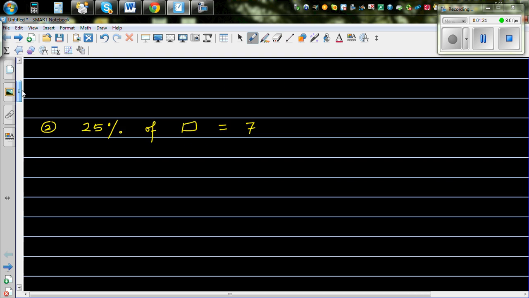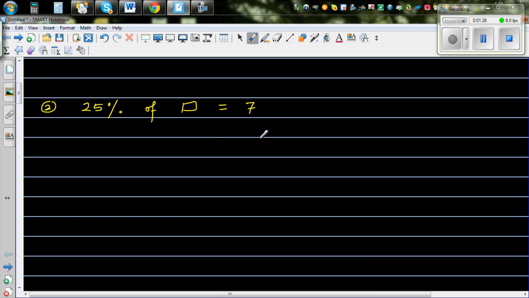Okay, the next question: 25% of something is 7. Let's write that: 25% is given to be 7. So 50% would be how much? We'll try to do it in different ways. 50% is double 25%, so that has to be 14. So from 50% you can write 100%. 100% is 28. So here the answer is 28.